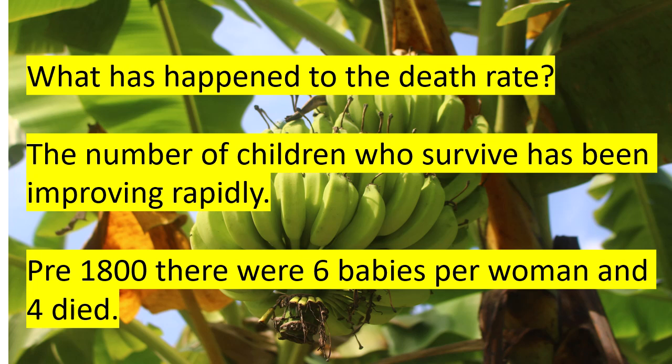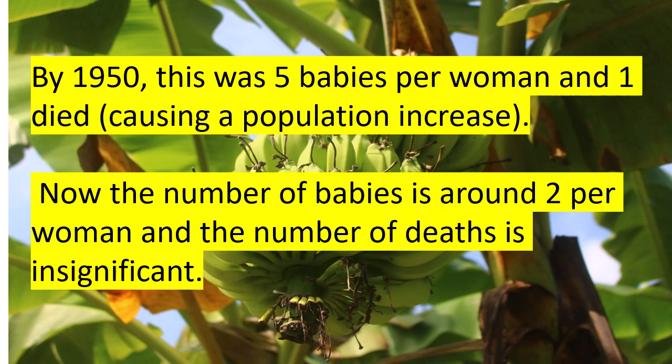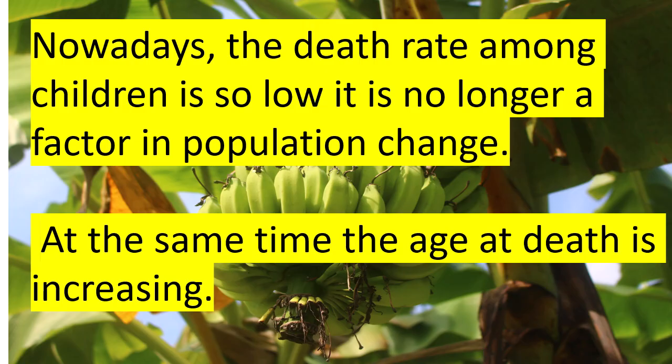What has happened to the death rate? The number of children who survive has been improving rapidly. Pre 1800, there were 6 babies born per woman and 4 died. By 1950, this was 5 babies per woman and 1 died, causing a population increase. Now, the number of babies is around 2 per woman and the number of deaths is insignificant. Nowadays, the death rate among children is so low it's no longer a major factor in population change. At the same time, the age at death is increasing.